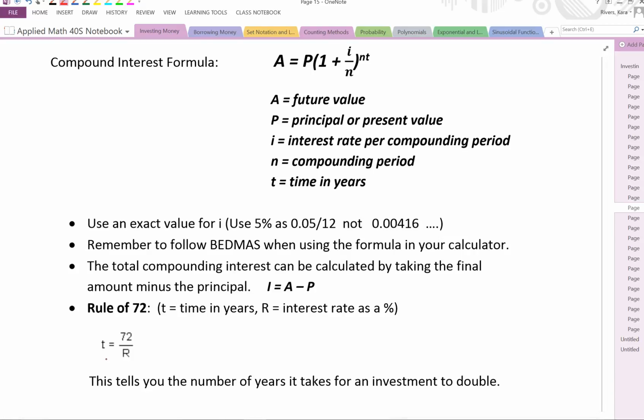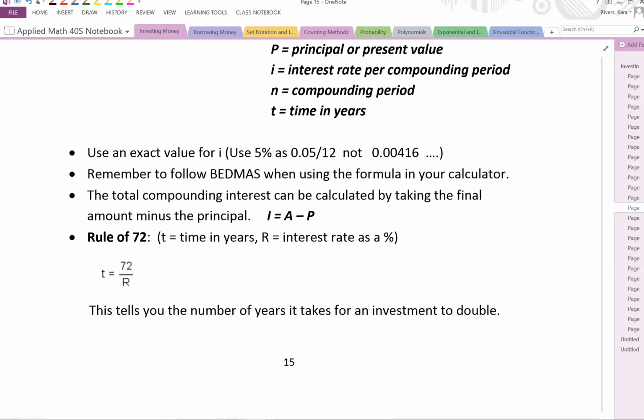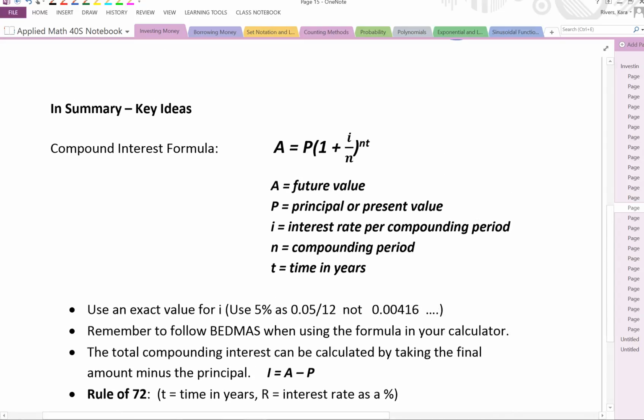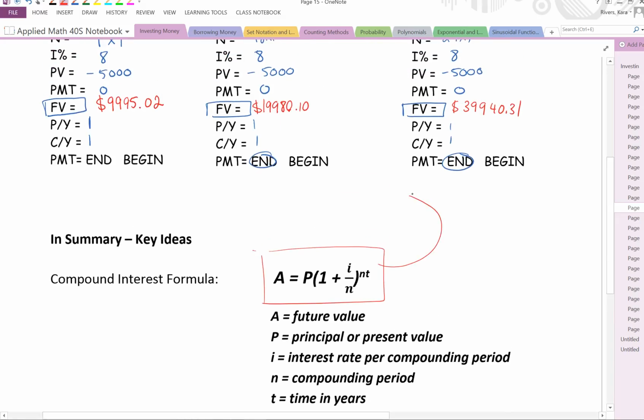This tells you the number of years it takes to double. Now, with this formula we're doing the same thing as when we're using our TVM solver, right? When you're solving your future value, you're solving for A. So we could have done each and every one of those questions using this equation as well. However, what we're going to be looking at in our next lesson is what if we wanted I, or what if we wanted N, or what if we wanted T, what if we wanted to solve for something, or even P, other than A?